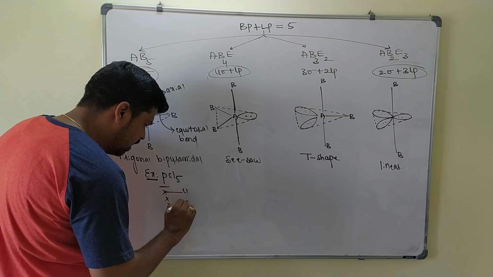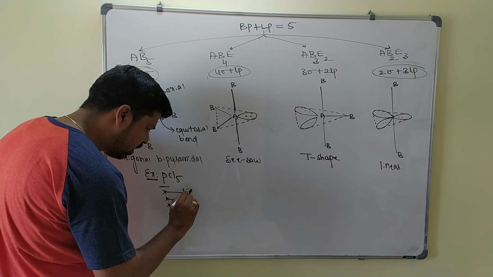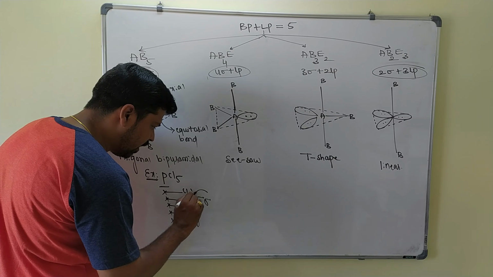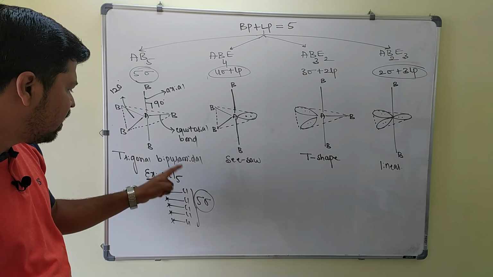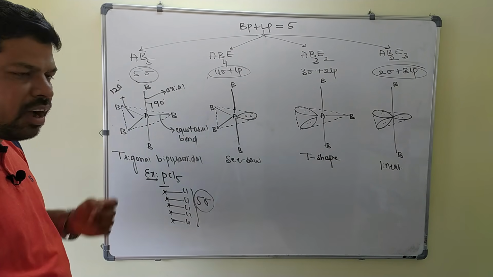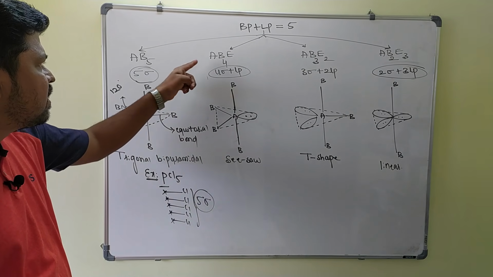That's why each chlorine forms 1 bond with the phosphorus. In total, how many sigma bonds are formed here? 5 sigma bonds, and no electrons are left as lone pair of electrons. With only 5 sigma bonds, the shape of the molecule will be what? Again it is trigonal bipyramidal.